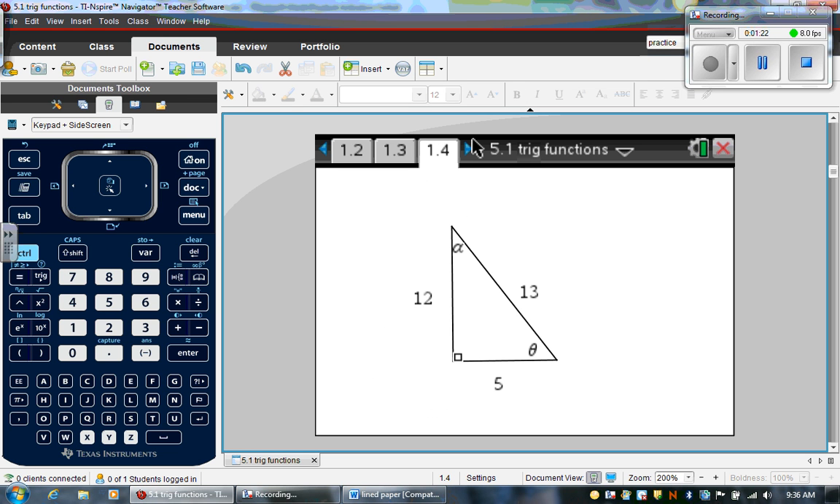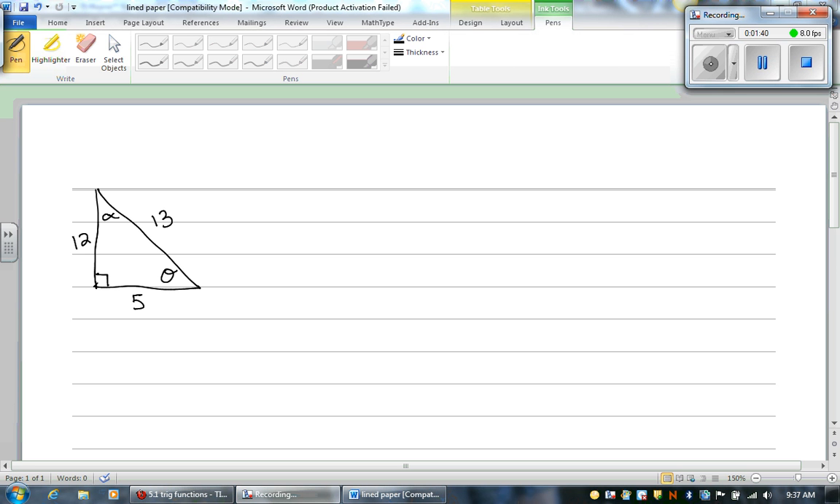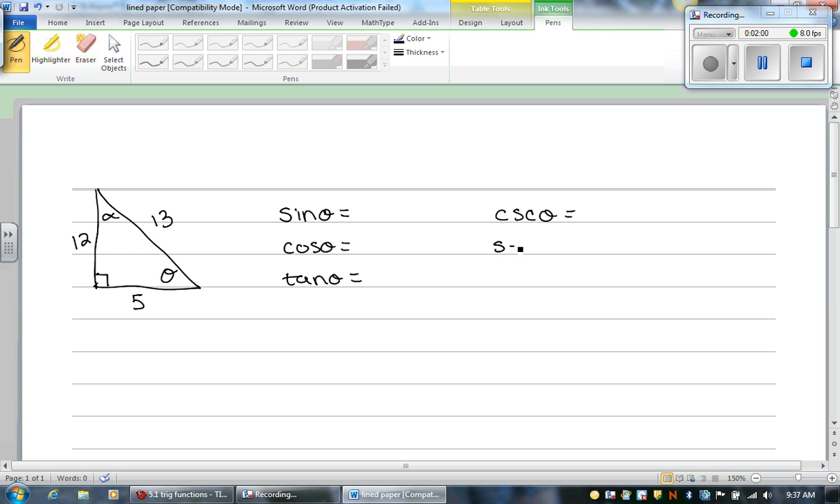Here I have a right triangle with the sides and the angles labeled. It's a 5, 12, 13 triangle. Up here I've got alpha, and down here I have theta. We're going to use this triangle to determine the ratios of our trig functions. First we're going to look at the angle theta, and we're going to find all 6 of our trig functions: sine theta, cosine theta, and tangent theta, as well as their reciprocal trig functions, cosecant theta, secant theta, and cotangent theta.